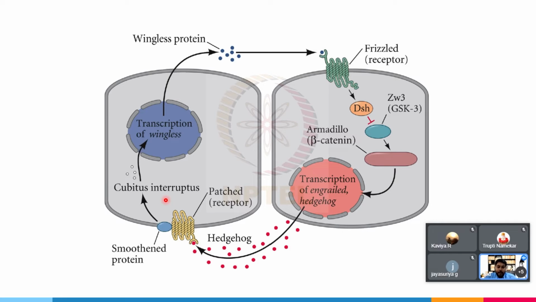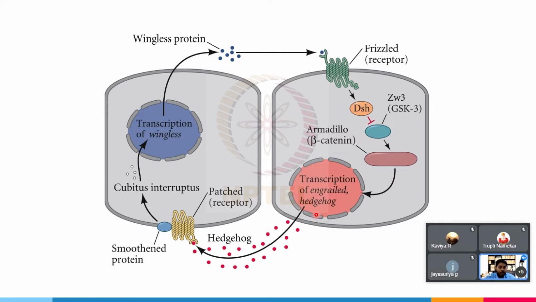So this is what exactly happens in the scenario where wingless and engrailed are present. The cells which are producing wingless, which is a ligand, this is exactly the Wnt ligand that we had discussed earlier. In Drosophila, it is known as wingless. So wingless is produced and secreted out of the cell. The neighboring cell expresses the frizzled receptor, which is the receptor for wingless. And after signal transduction, this wingless signaling causes transcription of engrailed and another signaling molecule, Hedgehog.